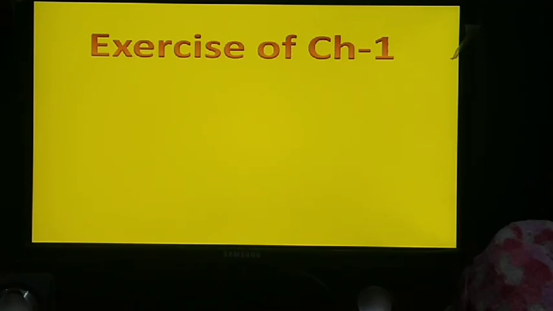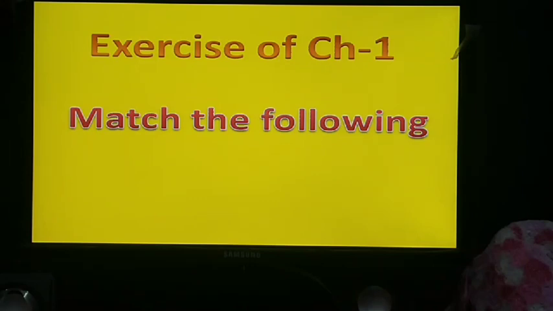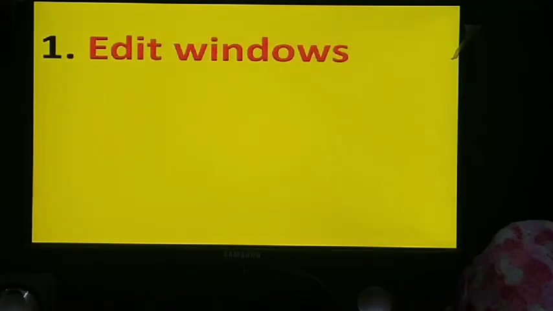Today in class we will understand an exercise from chapter number 1. Today the first exercise which we will understand is match the following. What is match the following? First matching is given. First matching is edit windows.